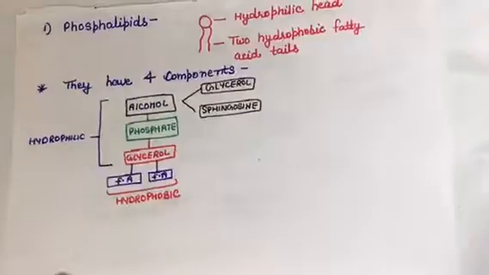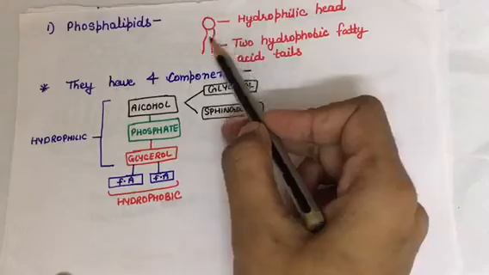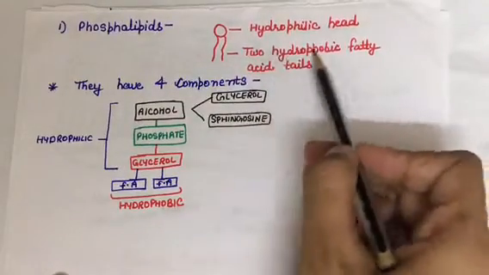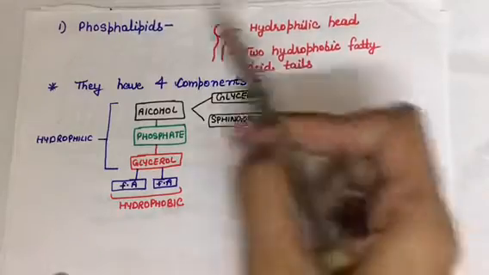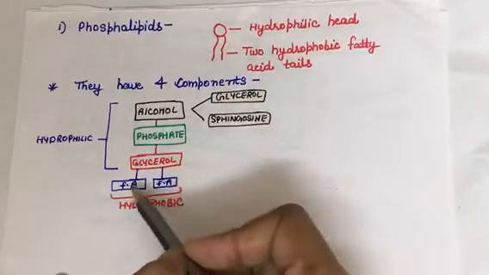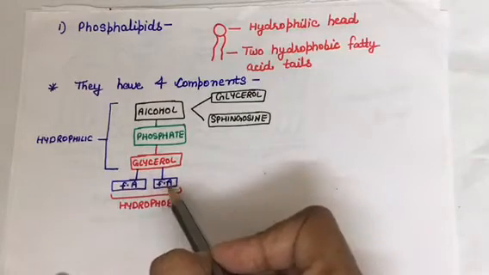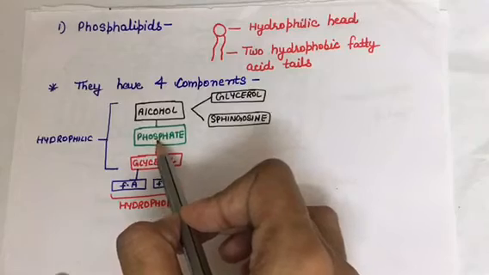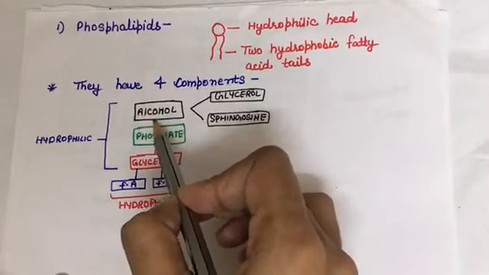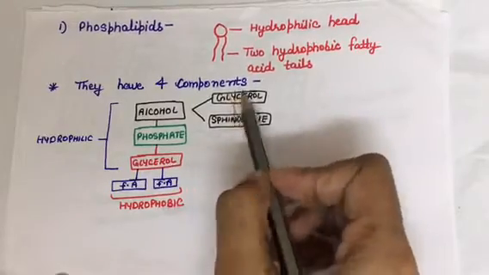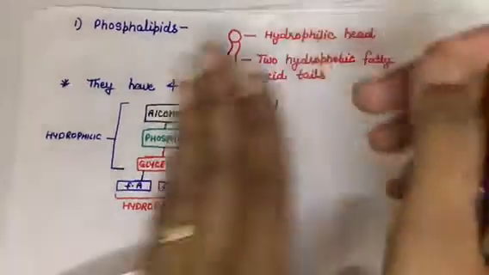Lipids, phospholipids. As you can see, it has a hydrophilic head and it has two hydrophobic fatty acid chains. So basically they have four components: fatty acid, these two chains as you can see, then the glycerol backbone, and a phosphate, and the phosphate is attached to an alcohol. Okay, I have drawn this wrong, sorry.